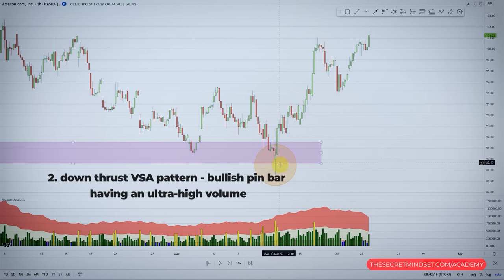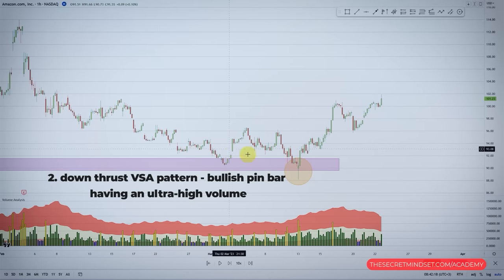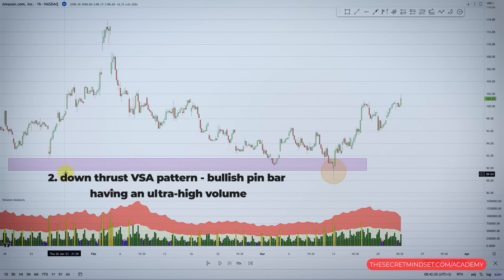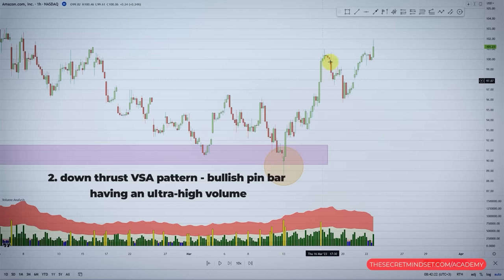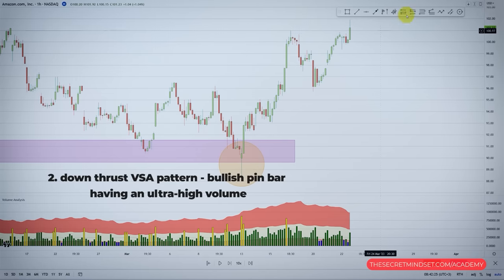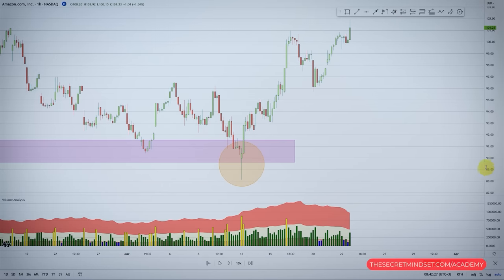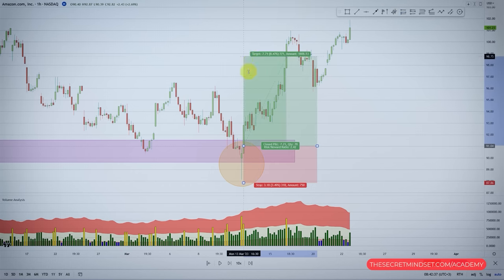The spread of the down thrust is low, while the volume is high. So there is more demand than supply, a sign that price might rise in the near future. And it happened at a very important psychological number of $90. And we had a liquidity run. This buy here is a no-brainer.